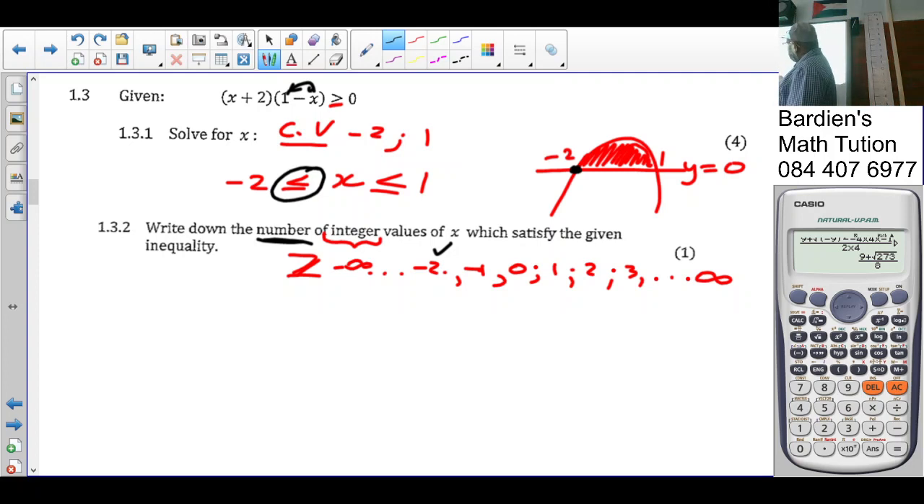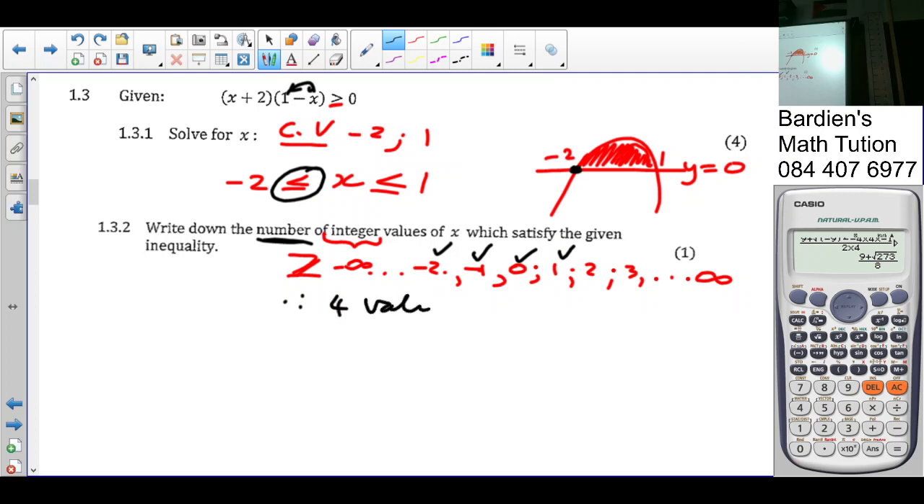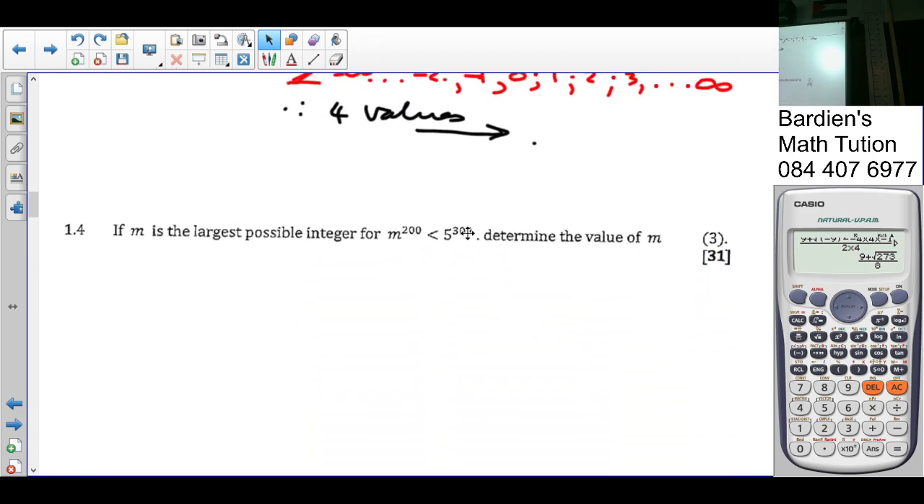Negative 1? Yes. 0? Yes. 1? Yes. 2? No. So how many values satisfy this equation? Therefore, 4 values. Okay. Any confusion? Understand? Right, let's look at the next one.